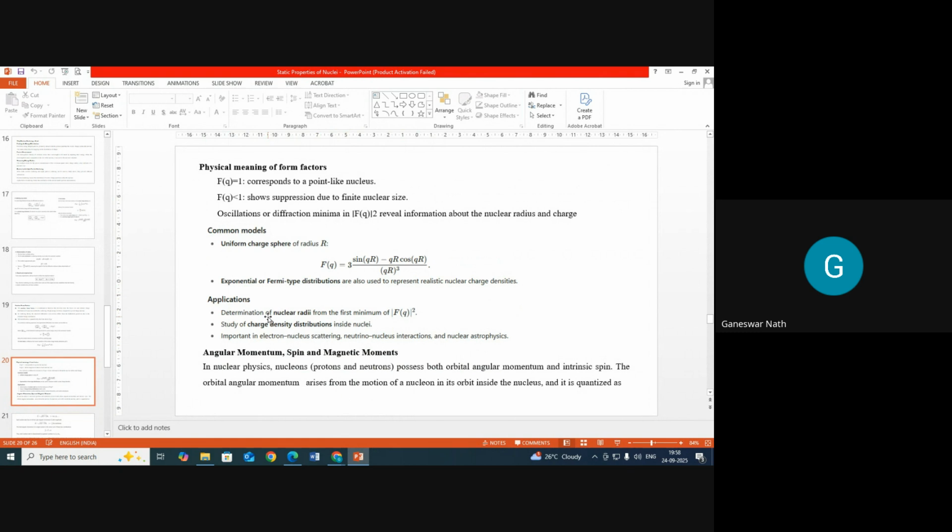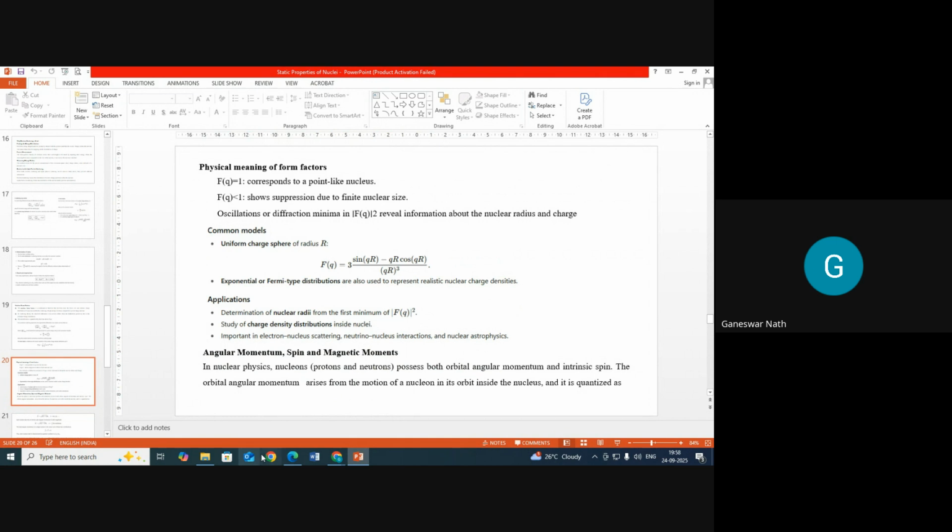This form factor helps in the determination of nuclear radii from the first minimum of F(q) squared, which can be determined from the experimental data, and in the study of the charge distribution inside the nucleus. It is important in electron-nucleus scattering, neutron-nucleus interaction and nuclear astrophysics. So the form factor plays a vital role in calculating the size of the nucleus, the scattering cross section, and the estimation of the interaction inside the nucleus.